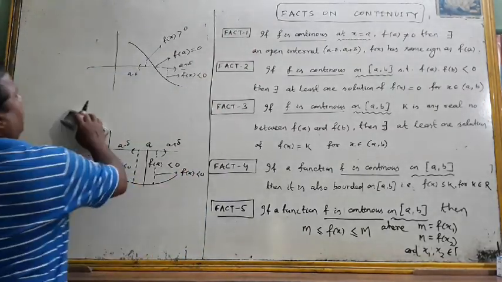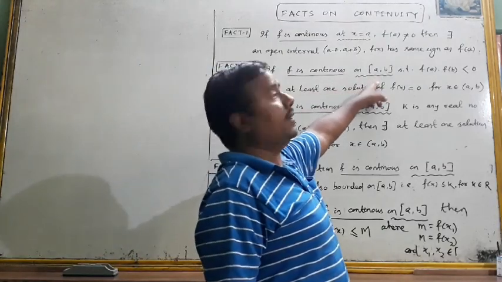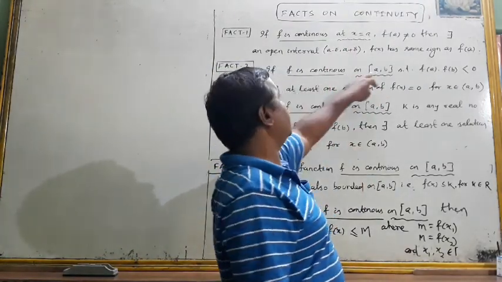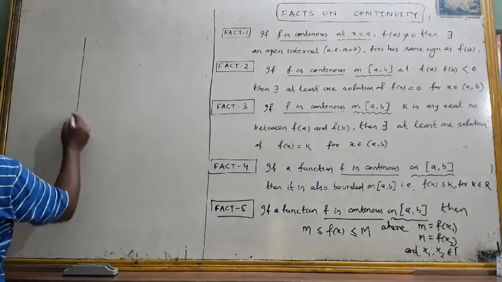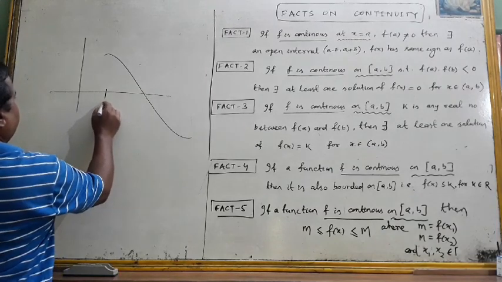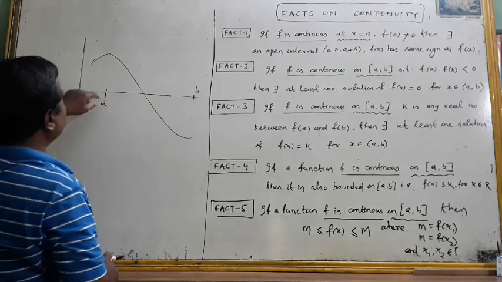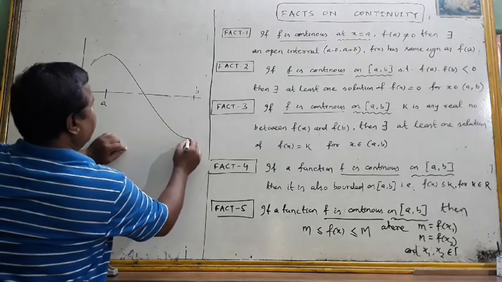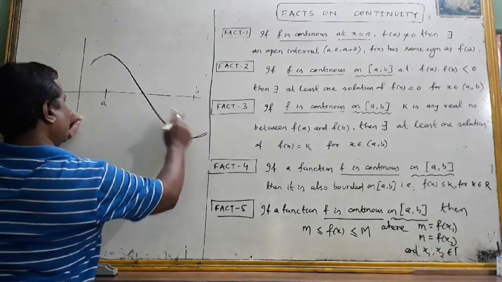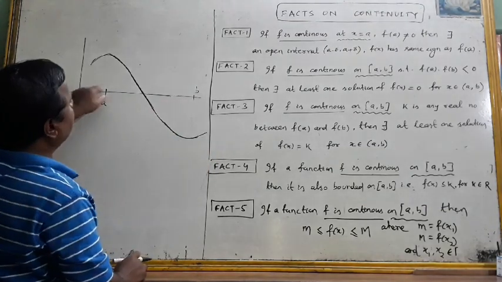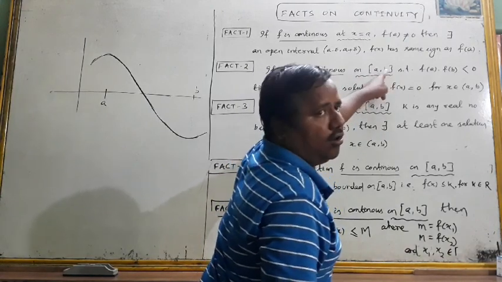Next, fact 2. If f is continuous on an interval AB, and f(a) times f(b) is negative. Suppose this is A and this is B, and the function is continuous on this interval from A to B. This is the diagram. This is the closed interval, which means you have to include A and also B, and all points within AB.